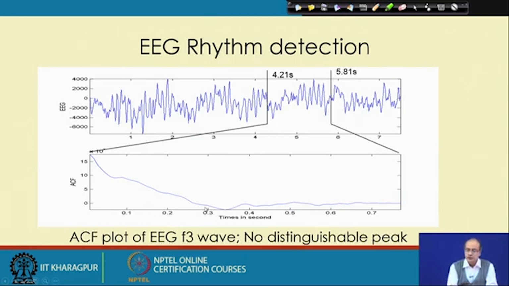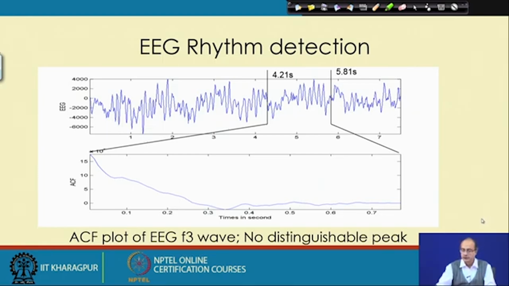That means we can say that this signal, whatever was present between 4.21 second to 5.81 second, is not actually getting repeated. Because no distinguishable peak is there, we can come to the conclusion that the signal is changing and we are unable to get the repetition of that particular rhythm present within this interval. So, that is the conclusion we draw. Now, let us look at more examples.